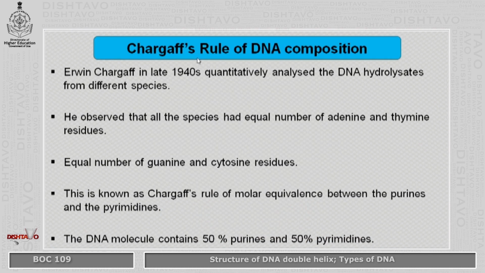Now we will learn Chargaff's Rule of DNA composition. Erwin Chargaff in the late 1940s quantitatively analyzed the DNA hydrolysates from different species, and he observed that all the species had an equal number of adenine and thymine residues. Similarly, there were equal numbers of guanine and cytosine residues. This is known as Chargaff's rule of molar equivalence between the purines and the pyrimidines. The DNA molecule contains 50% purines and 50% pyrimidines.